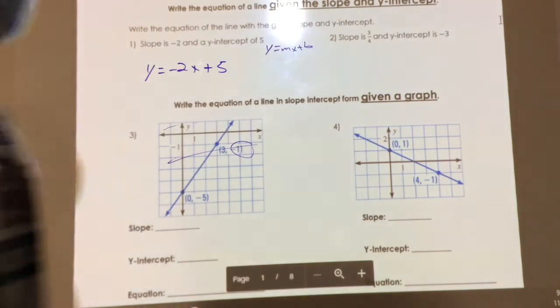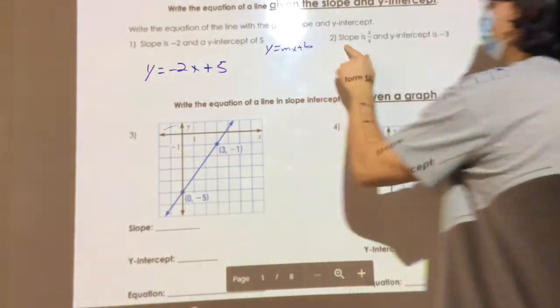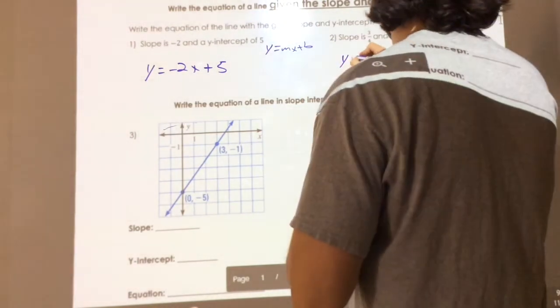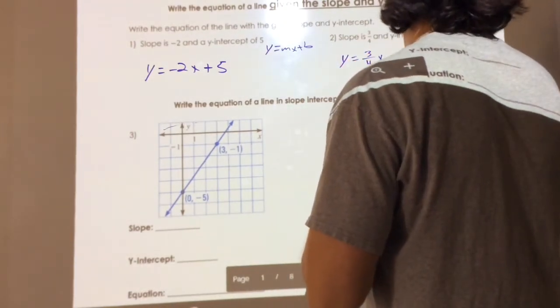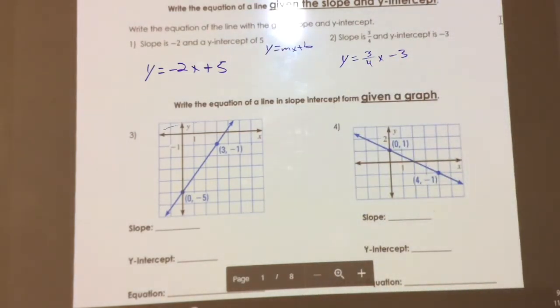Josh, do the second one for me. Y equals 3/4 x plus negative 3. Plus negative 3 or minus 3. Either one's acceptable. How do we feel about those? Step 1, step 2, good?